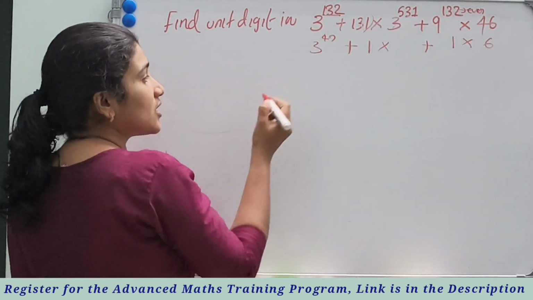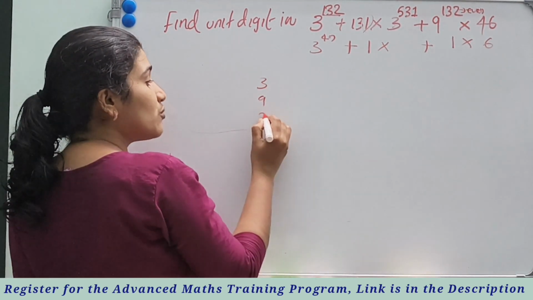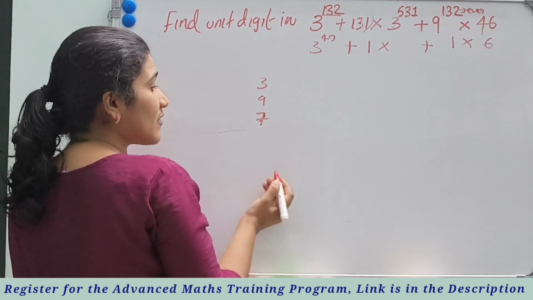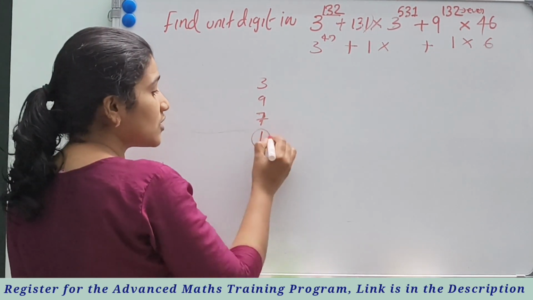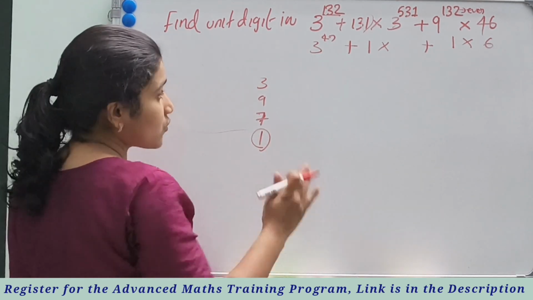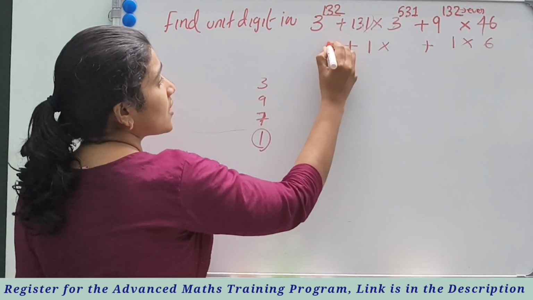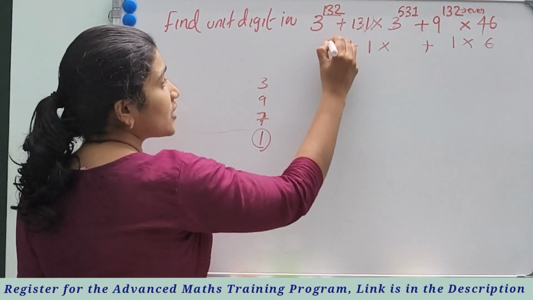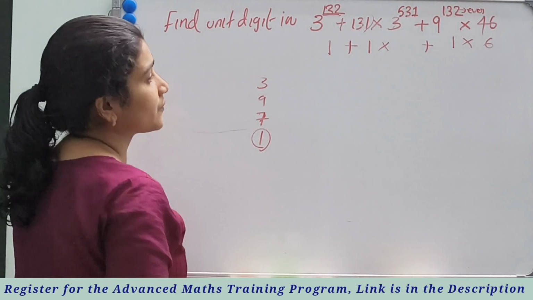Now unit digit in 3 raised to 4n means: 3 raised to 1 is 3, 3 square is 9, 3 cube is 27, so unit digit is 7. 3 raised to 4 is 7 into 3, again 21. So 1 is the unit digit in 3 raised to 4n. So I can write the unit digit in 3 raised to 132 as 1, because this 132 is a multiple of 4.